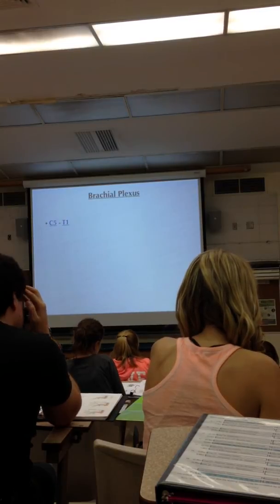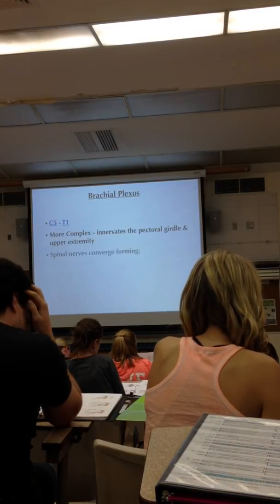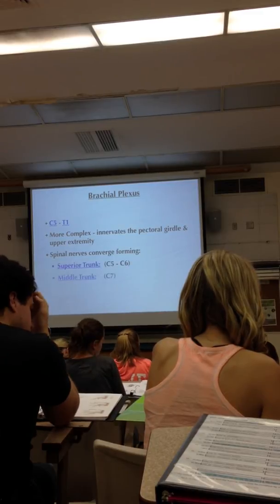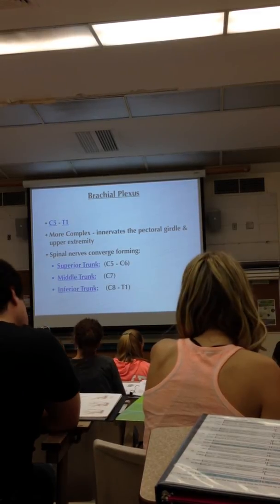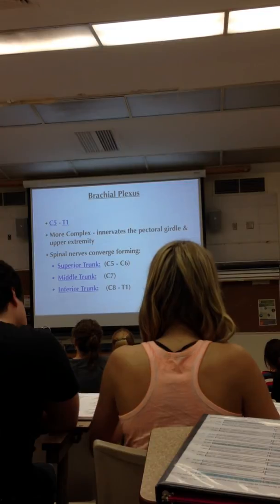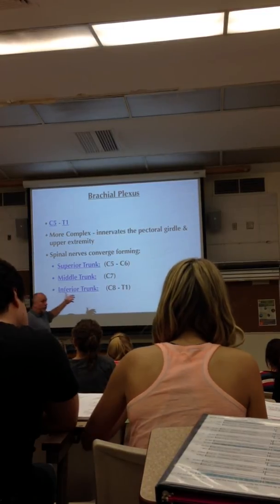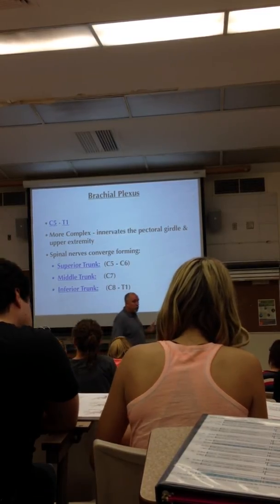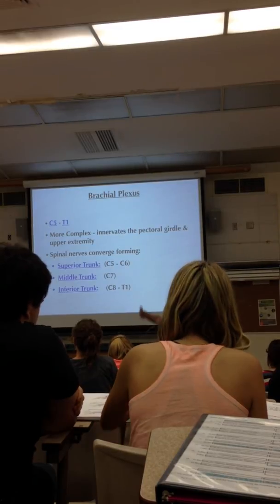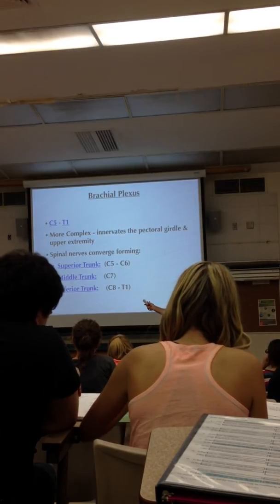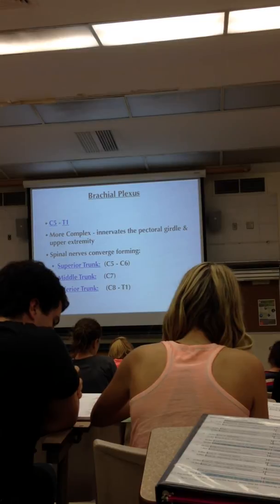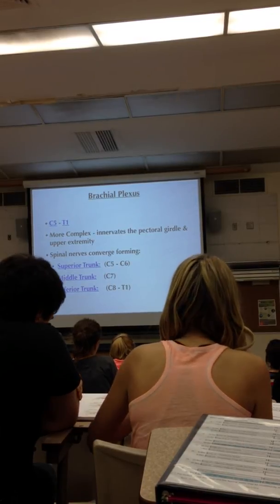Brachial plexus. First thing you need to know about this is the brachial plexus has input from spinal nerves C5 through T1. Now notice cervical plexus also has C5 in it. So that means that you get branches that go to both those plexuses.